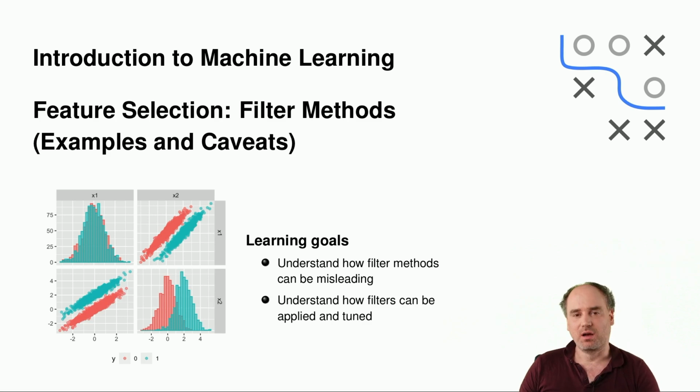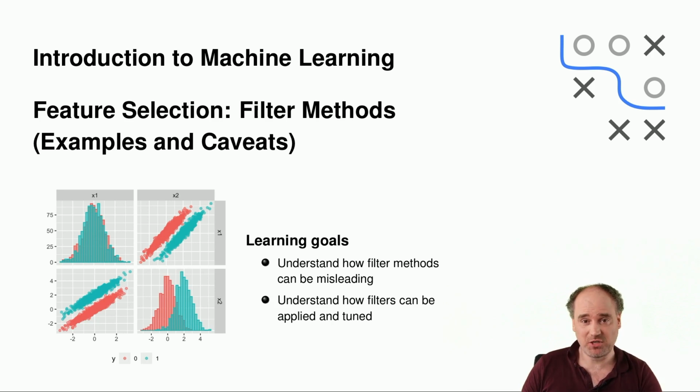So here, we're not really going to introduce any new filter techniques. We talked about more than a handful in the last session. Just want to sharpen your intuition a little bit by talking about some examples where naively computing these univariate filter values might mislead you a bit. So they are not perfect.